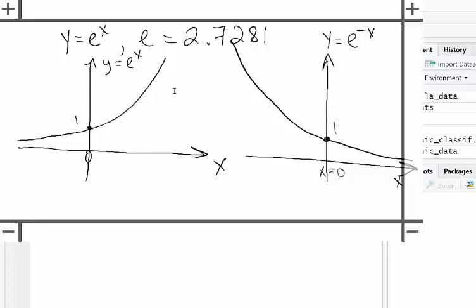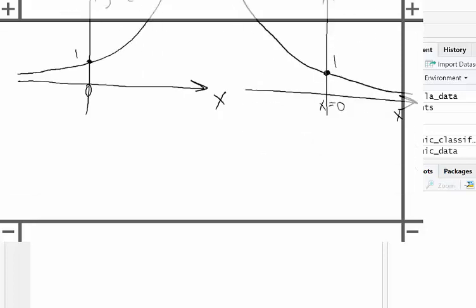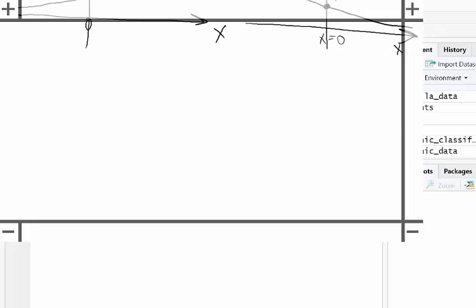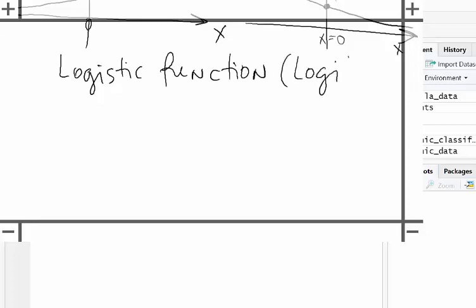Now, ladies and gentlemen, why am I telling you this? Let me introduce you to a function called the logistic function, or sometimes just logit, for the sake of brevity. The function looks like this: y equals 1 divided by 1 plus e to the power minus x. This is going to be the basis for our logistic regression.